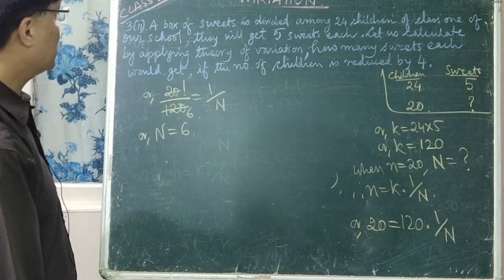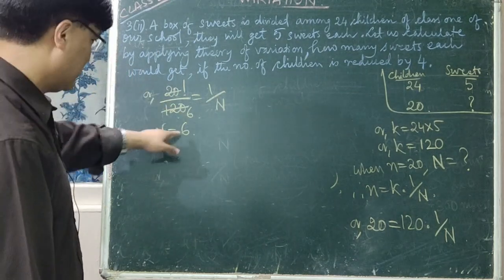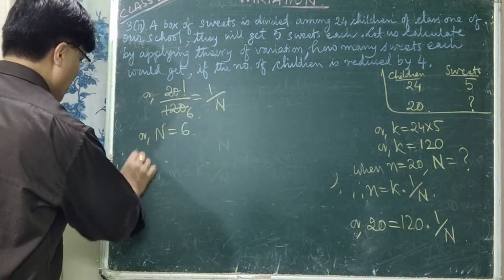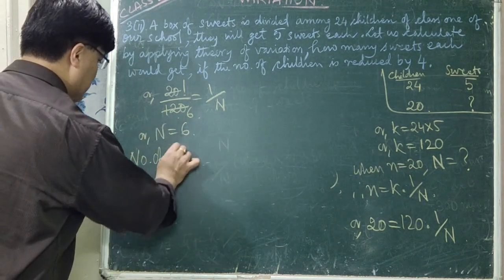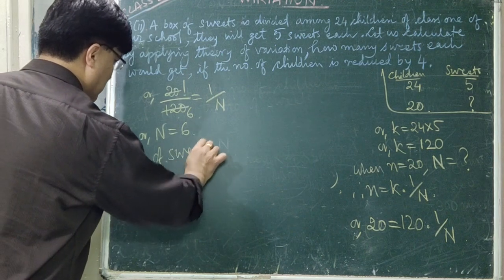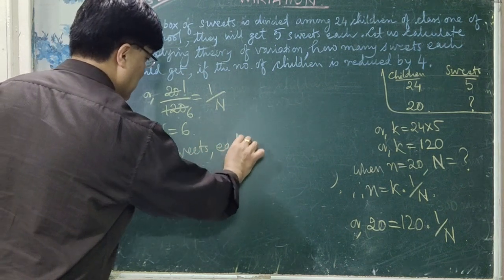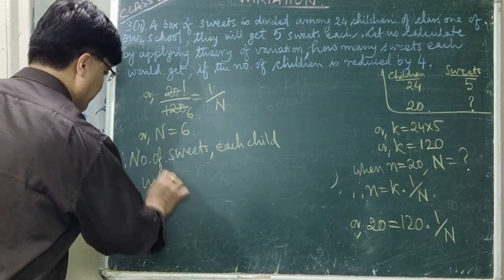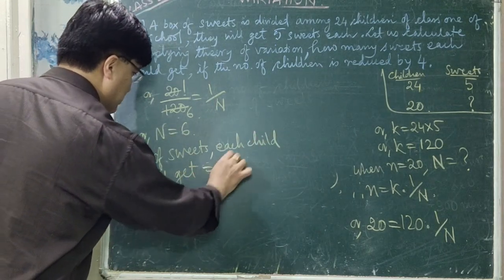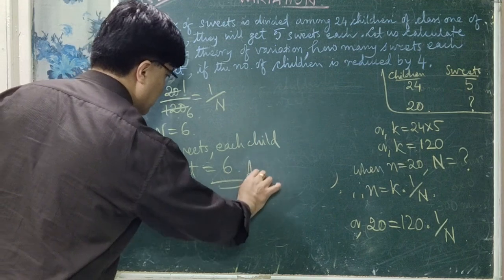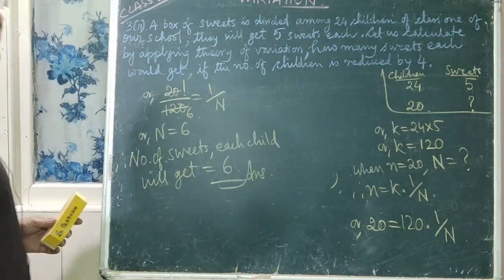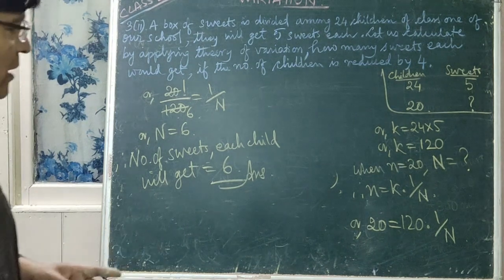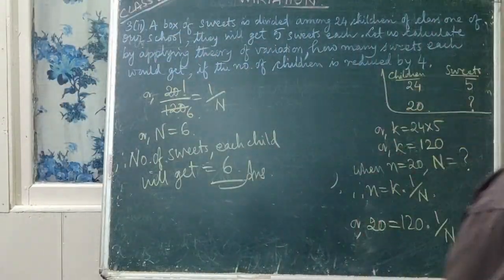So number of sweets each child would get is equal to, how much is that? 6. So number of sweets each child will get is equal to 6. So this is the final answer. So I think you have understood it, so you can copy it. We'll do the next question now.